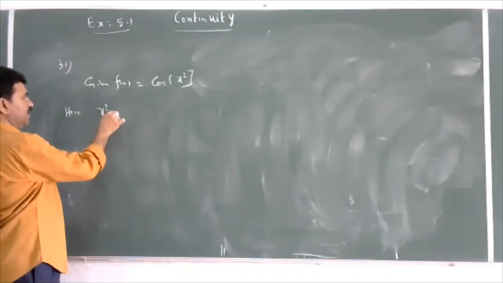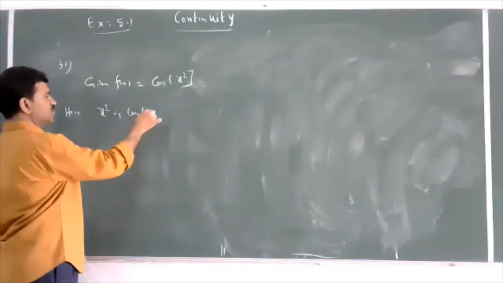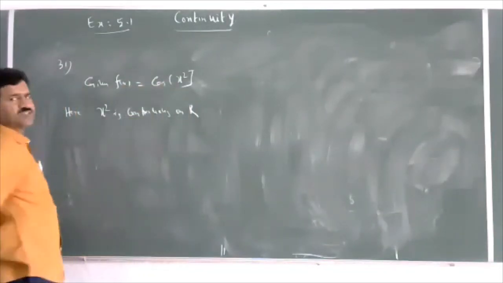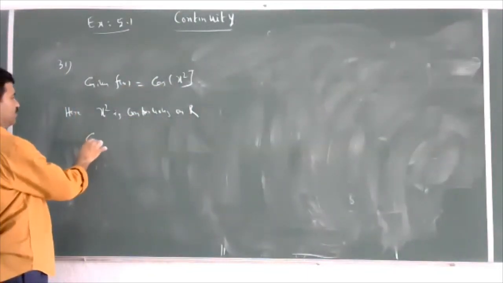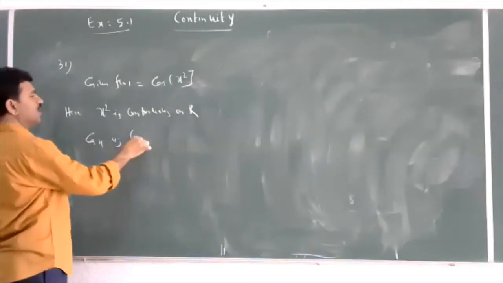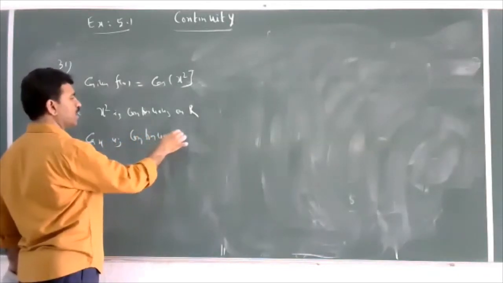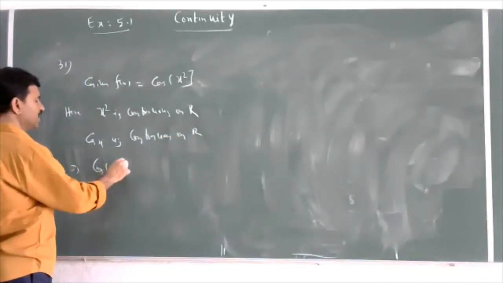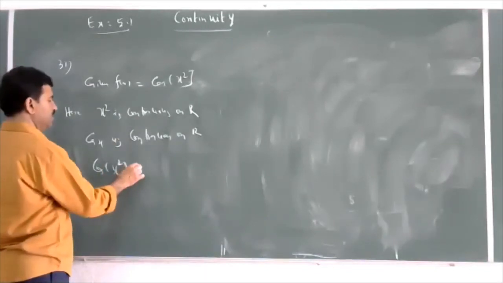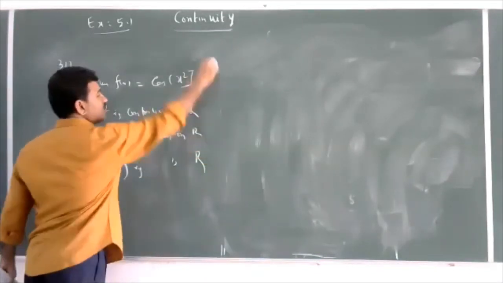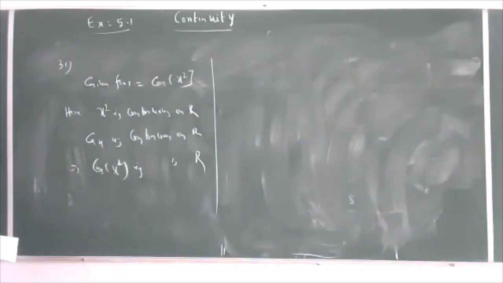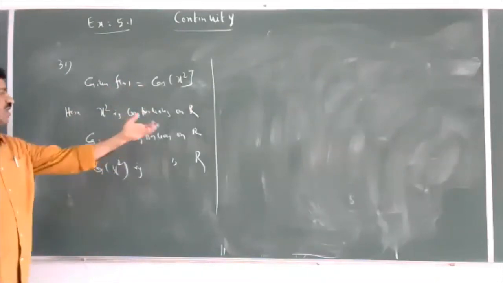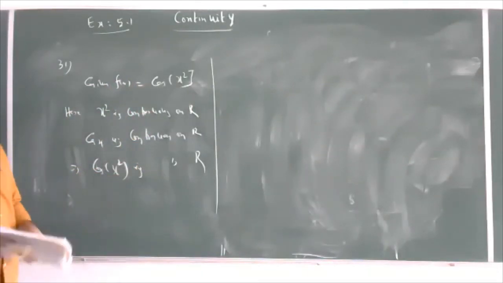x square is continuous on R. Even cos function is continuous on R, and cos x is also continuous on R. That implies cos of x square is continuous on R. That's all. Over. x square is continuous on R. Cos function is continuous on R. So cos of x square is continuous on R.